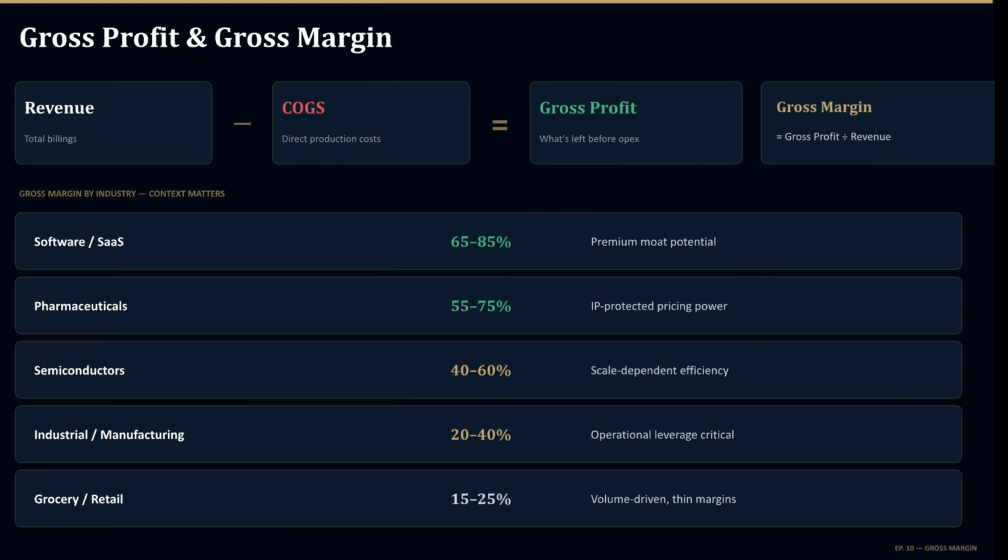Software companies often run a 70 to 80% gross margin. Grocery store chains run 20 to 25%. Neither is inherently better, but when comparing two companies in the same industry, the one with the higher and expanding gross margin has a structural cost advantage. That is a potential moat signal.